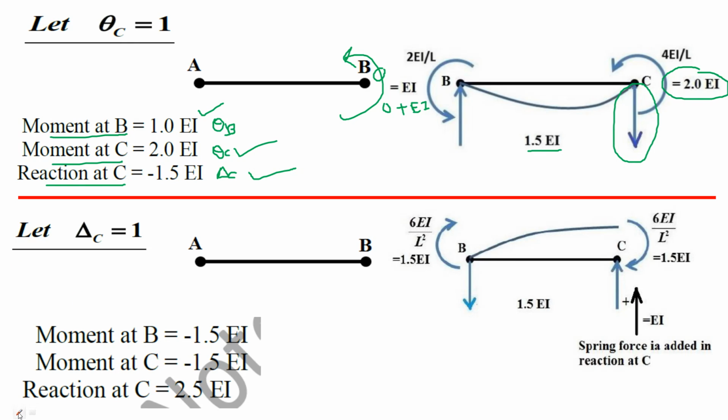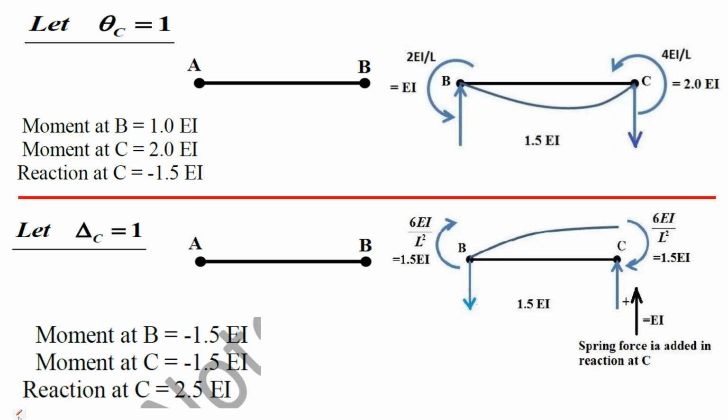Now the third figure, delta C equal to 1. Give the unit positive displacement at point C. Again, when we give the displacement at point C, there will be no effect of this displacement on the AB member. Reactions and moments of AB are 0. Okay, only the BC member will deflect. We are giving the displacement in positive direction, which means vertically upward.